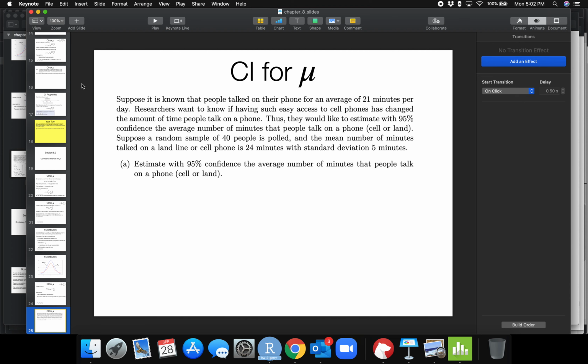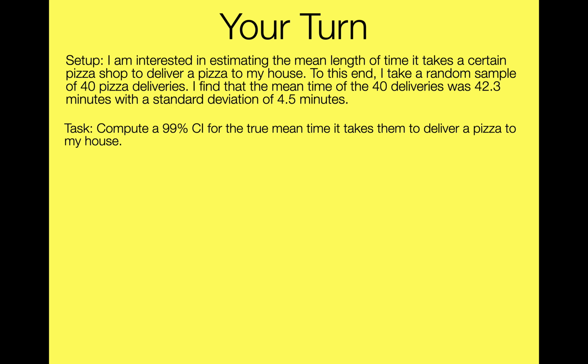So if we move back here, here is the second your turn, or the first your turn for this video. I again put a simple setup here, and I want you to compute a 99% confidence interval. Hopefully that shouldn't be too bad.